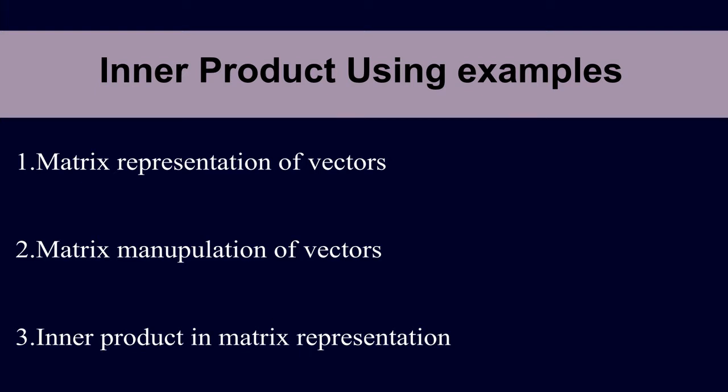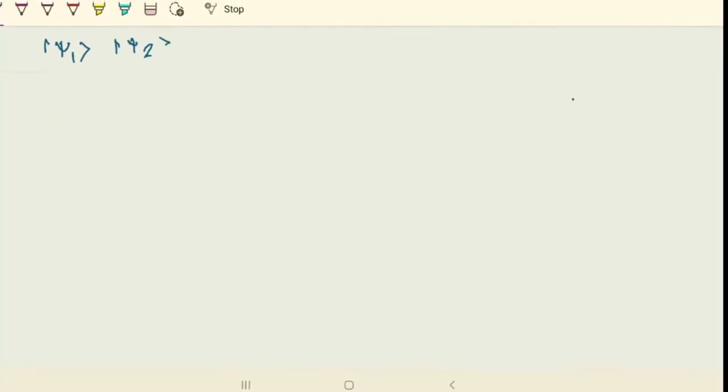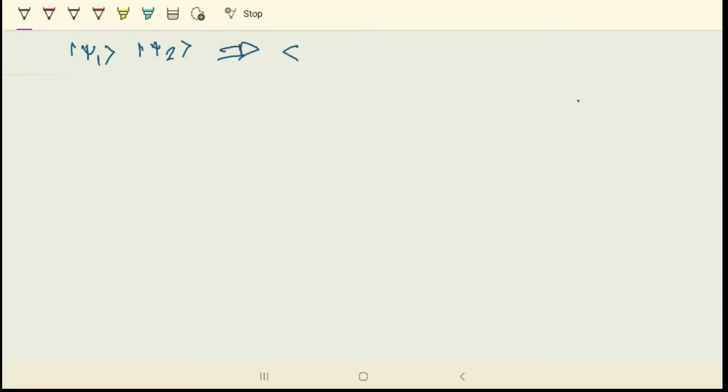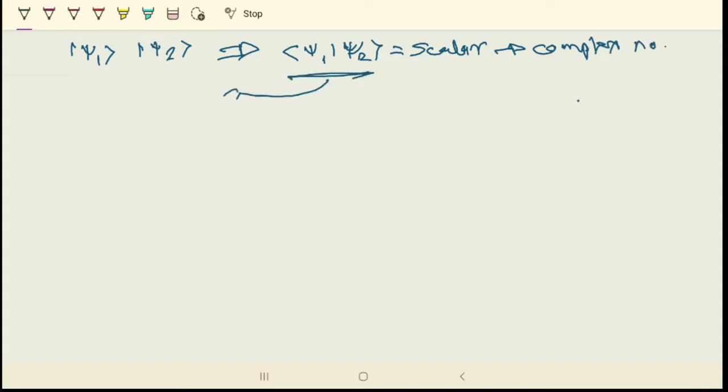While discussing inner product, we said that if I have vector psi 1 and vector psi 2, the inner product between vector psi 1 and psi 2 should be a scalar number. And in general, this scalar number is a complex number. So we said that the actual operation depends on the vector space. So the actual operation is vector space dependent.